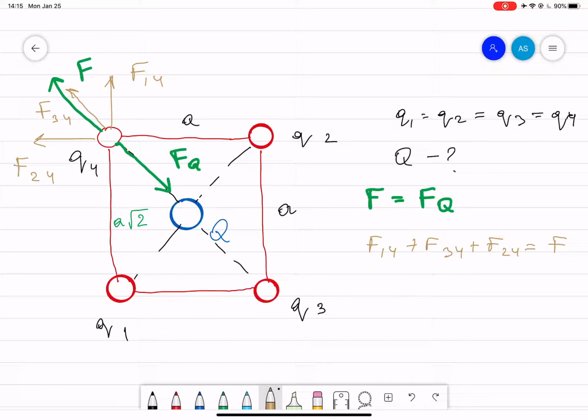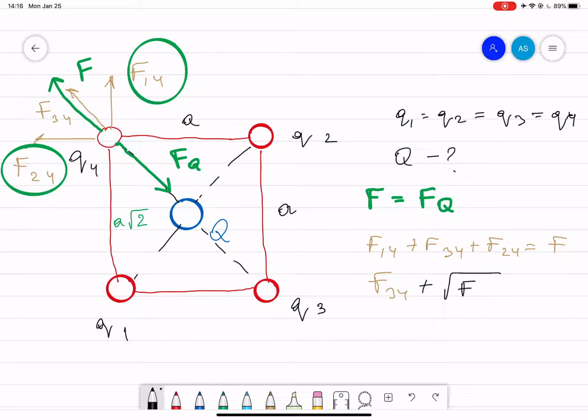Now F34 we can keep as it is. Then how can you find the summation of this one and that one? Again, you have to use the Pythagorean theorem. So it's plus the square root of F14 squared plus F24 squared, and this whole thing has to be equal to F_Q.